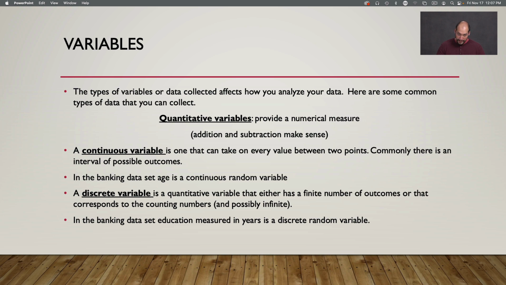So we can have quantitative data, and there are two types of quantitative data. There's a continuous variable, one that takes on every value between 2 points or has an interval of outcome. So in this data set, age is a continuous random variable. We age continuously. A discrete random variable is also numerical, so it's quantitative, but it has a finite number of outcomes. So in the banking data set, education measured in years is our discrete random variable.